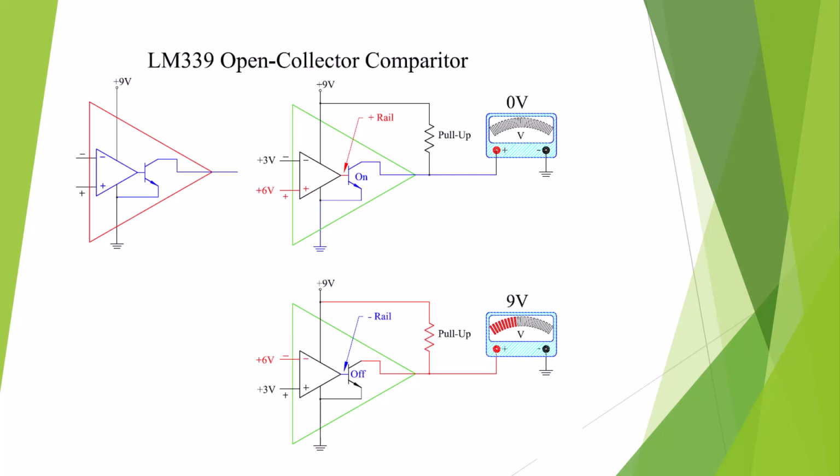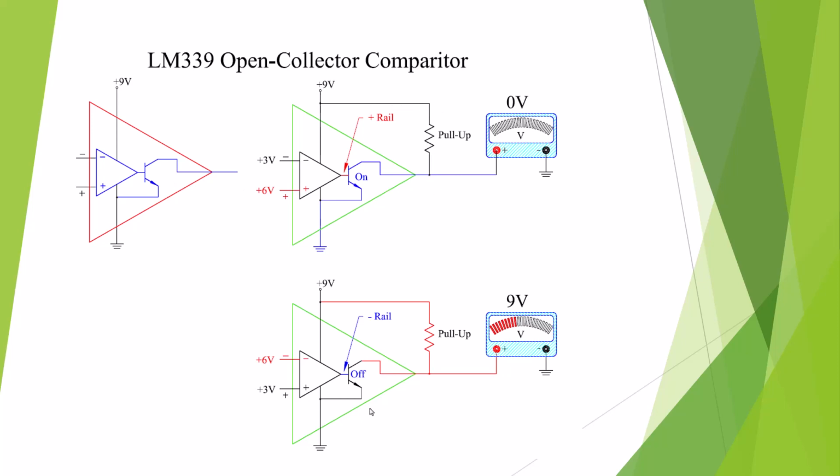Here we see the LM339, which is an actual comparator designed to be a comparator, and it has an open collector transistor inside of it. Okay, so we have our comparator, and this one will run between ground and 9 volts, and we have this open transistor where we need a pull-up resistor in order to get a high out of it.